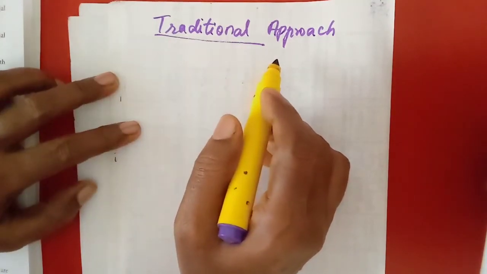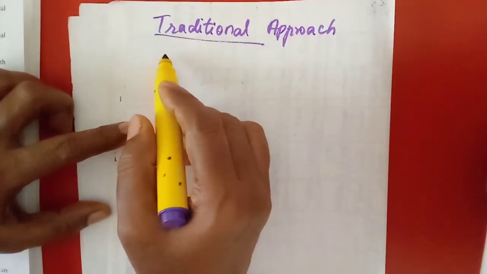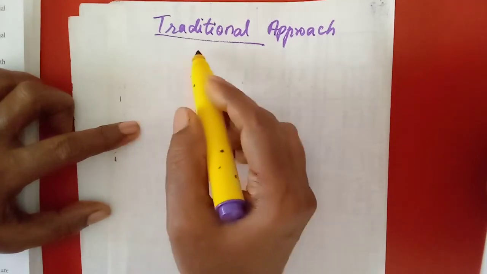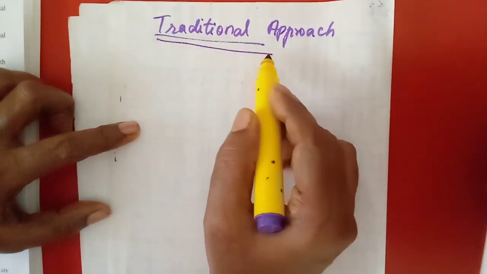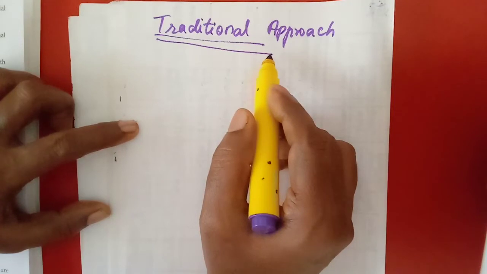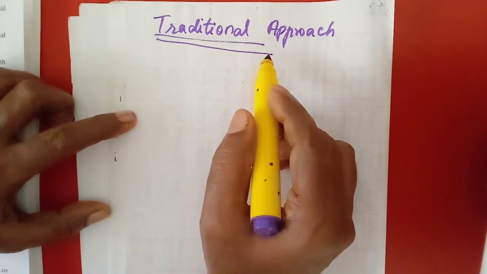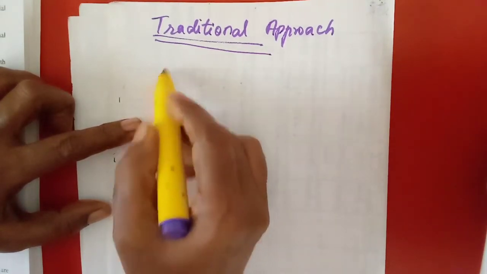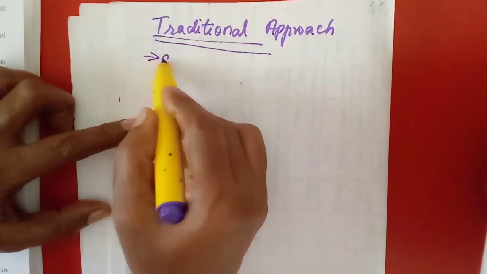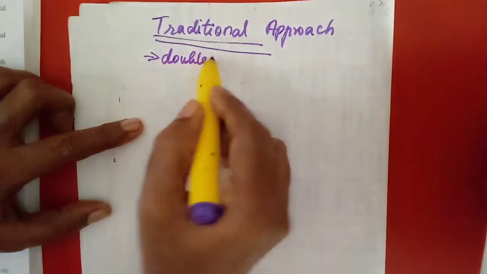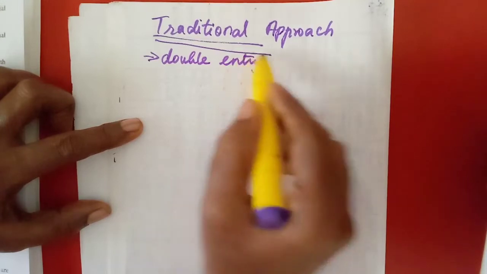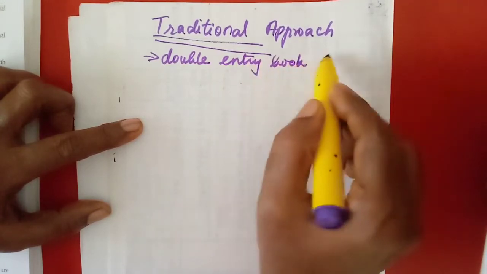From the beginning of accounting, they have been following this traditional approach. This is what we are going to start. This is the one followed by everyone all over the world. Here only we follow the double entry bookkeeping system. The double entry bookkeeping system is followed in this approach.